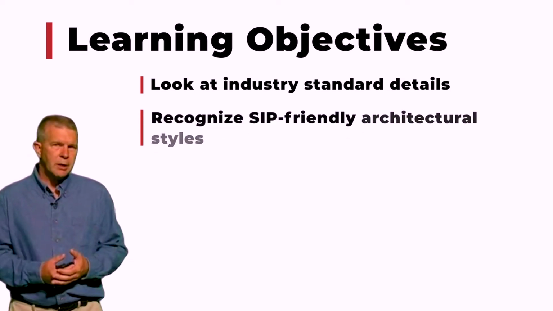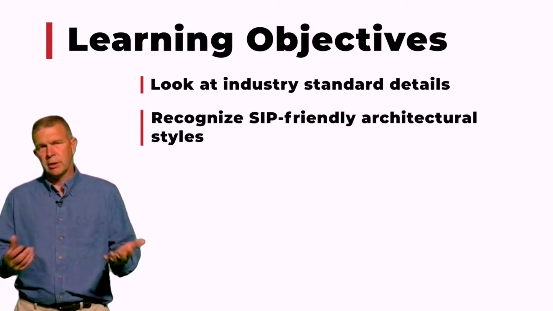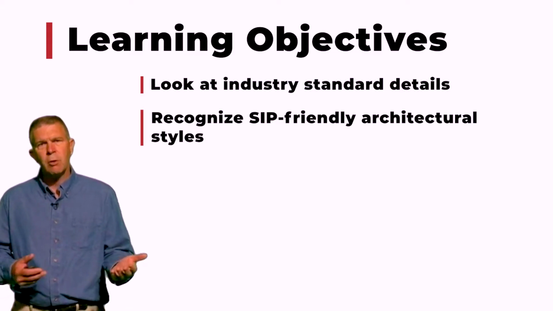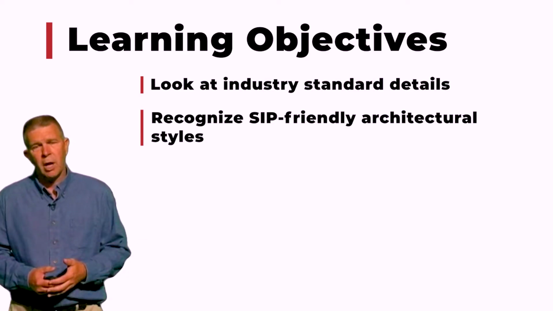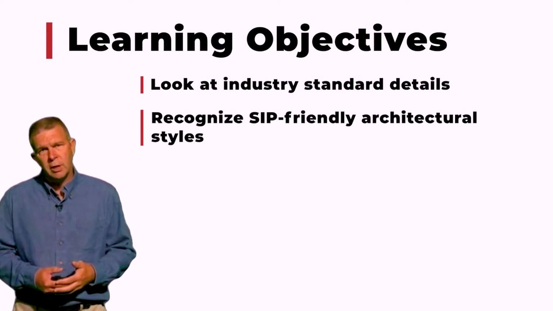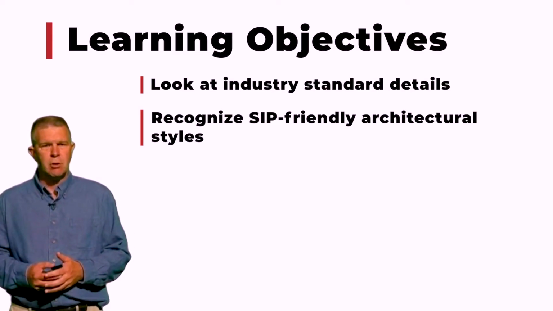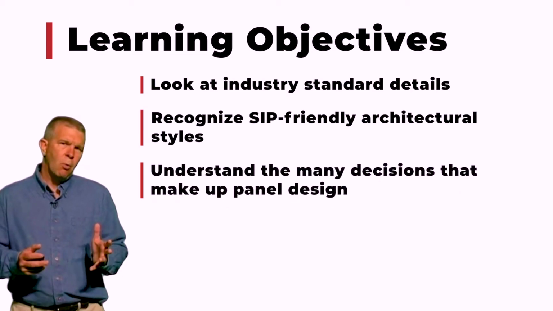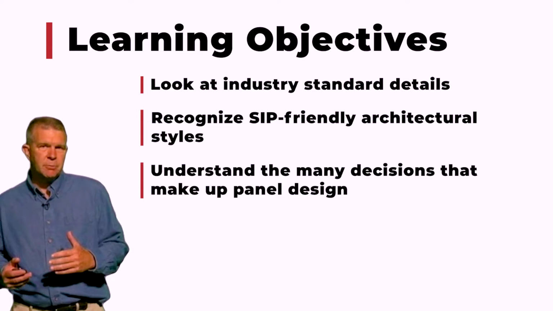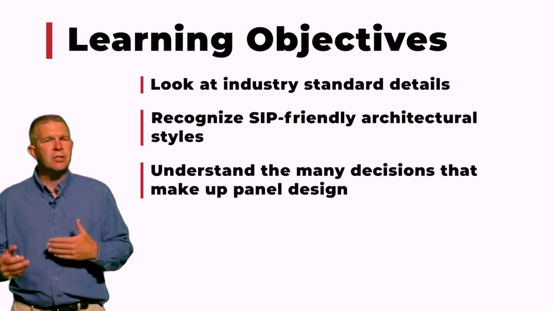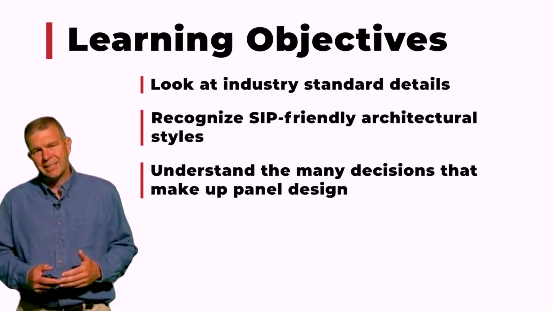We're going to talk about how to recognize a SIP-friendly design. So when we look at a set of architectural blueprints, we know whether or not we've got a design that is friendly towards SIPs and whether or not we can effectively put SIPs into that package and create what the architect has drawn. We're also going to talk about what a designer goes through in determining how to incorporate SIPs into that design. There's a lot of decisions that a SIP designer has to make in order to move forward into creating that SIP envelope.